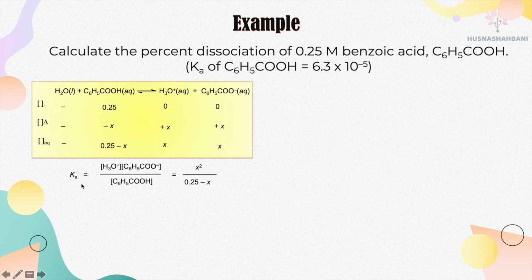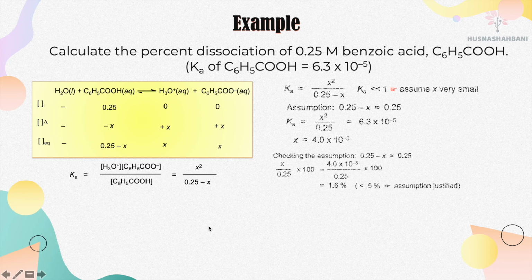So write down the Ka expression, products over reactant, equals x squared over 0.25 minus x. We know that x is very small, so Ka equals x squared over 0.25 only, because we assume it's very small. So we'll get an x value of 4 times 10 to the power of negative 3. Now we want to check the assumption, whether it is true that the x value is extremely small or not.